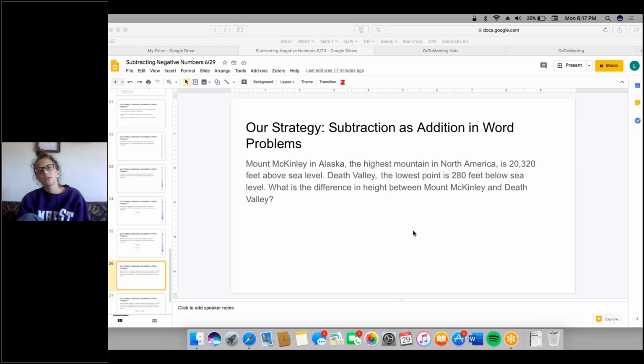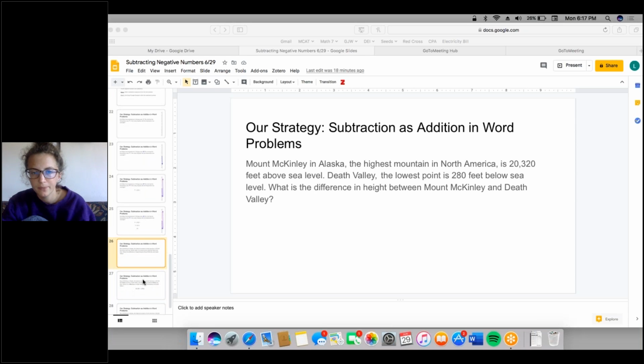So I just read that one time, and my first time reading it, I was really just thinking about it generally. I wasn't really reading for anything specific. I'm going to read the problem one more time, but this time I'm going to see if I can pick out some keywords. Mount McKinley in Alaska, the highest mountain in North America, is 20,320 feet above sea level. Death Valley, the lowest point, is 280 feet below sea level. What is the difference in height between Mount McKinley and Death Valley?